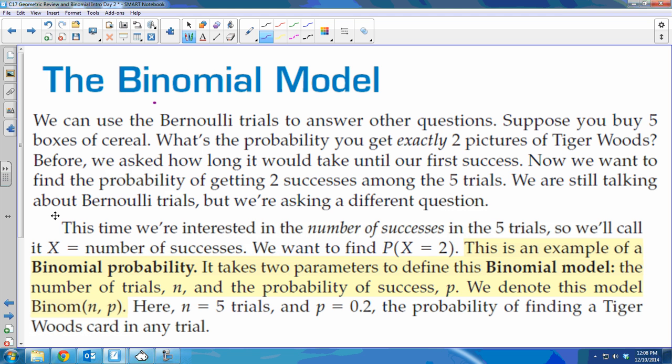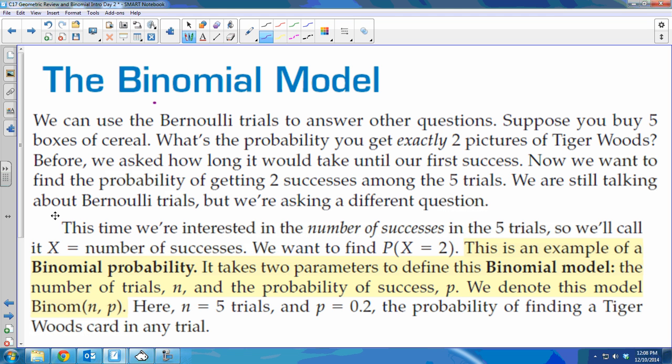If you have Bernoulli trials, you can use a binomial model to answer other probability questions. So, for example, cereal boxes, right? We got to keep going with the stupid cereal boxes. I know. Let's say you have 5 boxes of cereal, and you want to know the probability that you get exactly 2 out of the 5. That's when you would use the binomial model. The binomial model is asking for the number of successes in a specific number of trials.